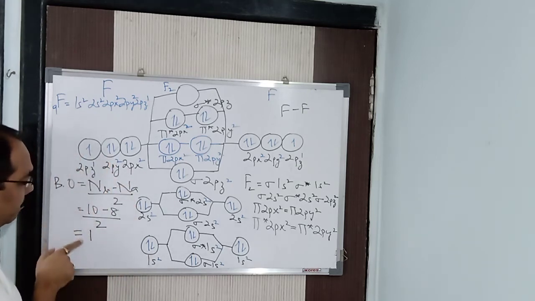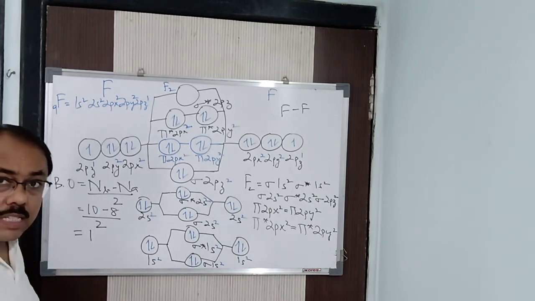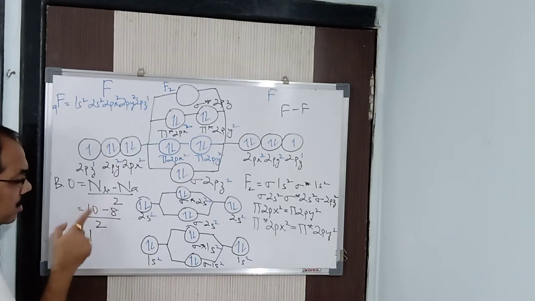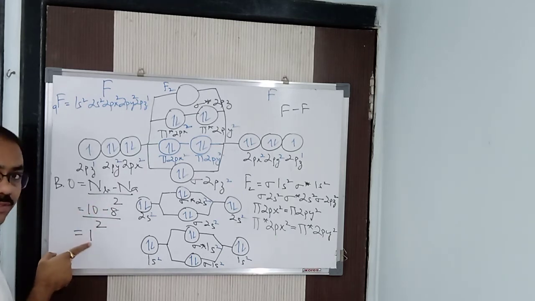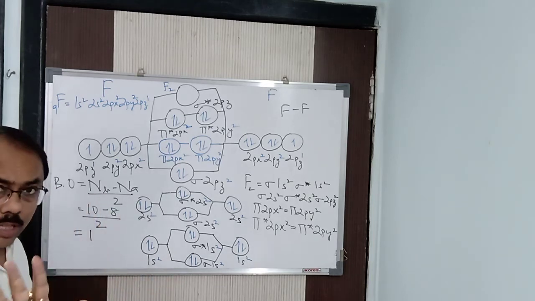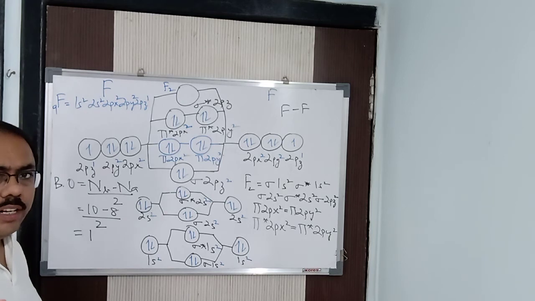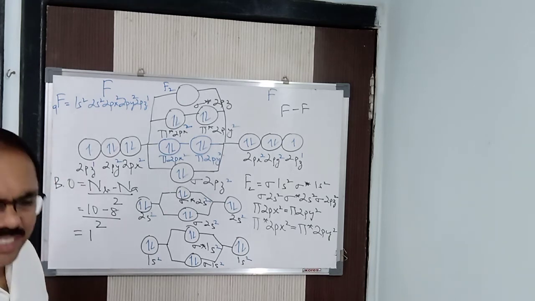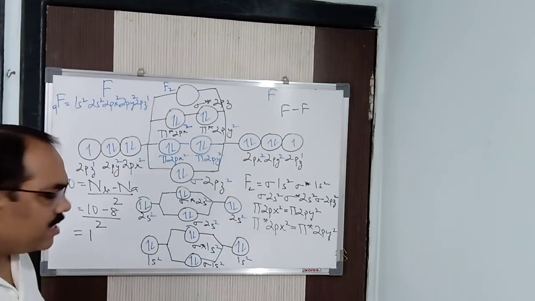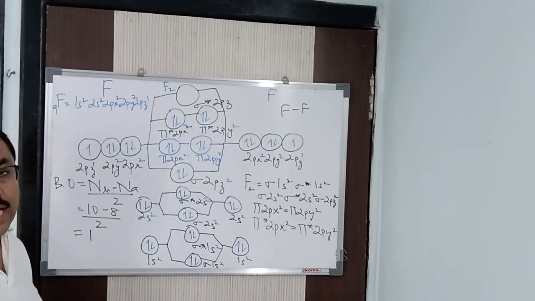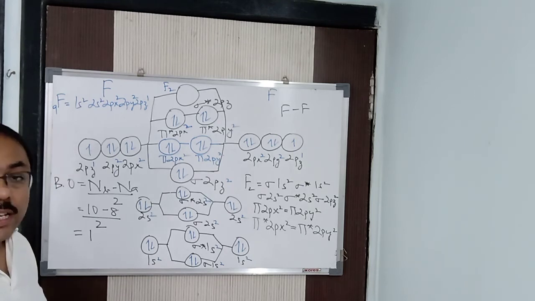Then the bond order will be positive and the molecule exists. Here Nb is greater than Na, 10 is greater than 8, so the bond order is positive and the molecule exists. If Nb is less than Na, which is hypothetical, then the bond order is negative and it does not exist. For that reason I said it is hypothetical.